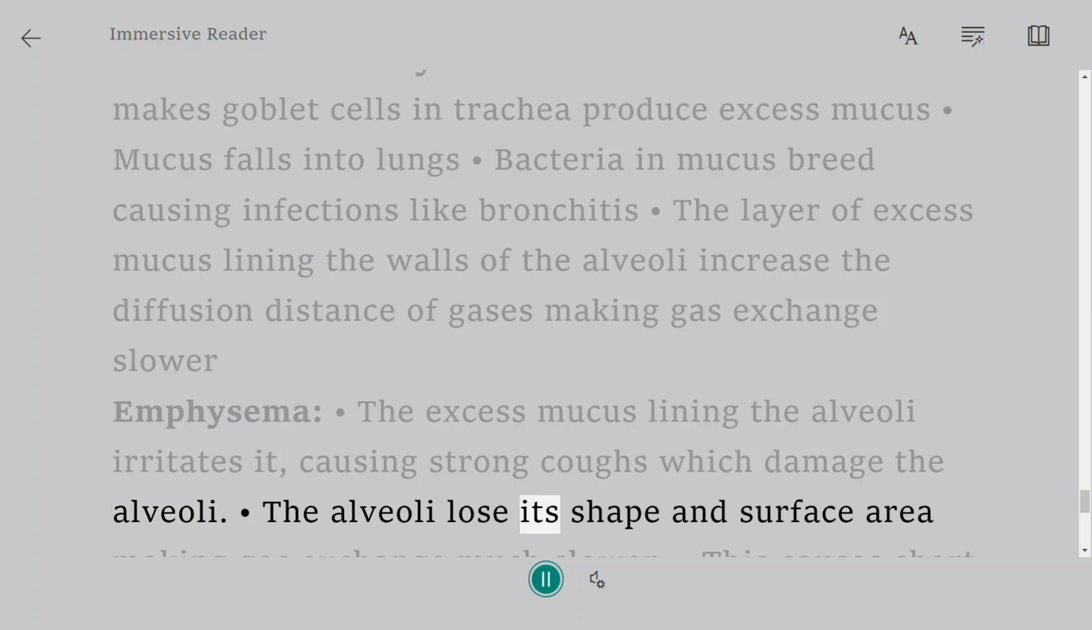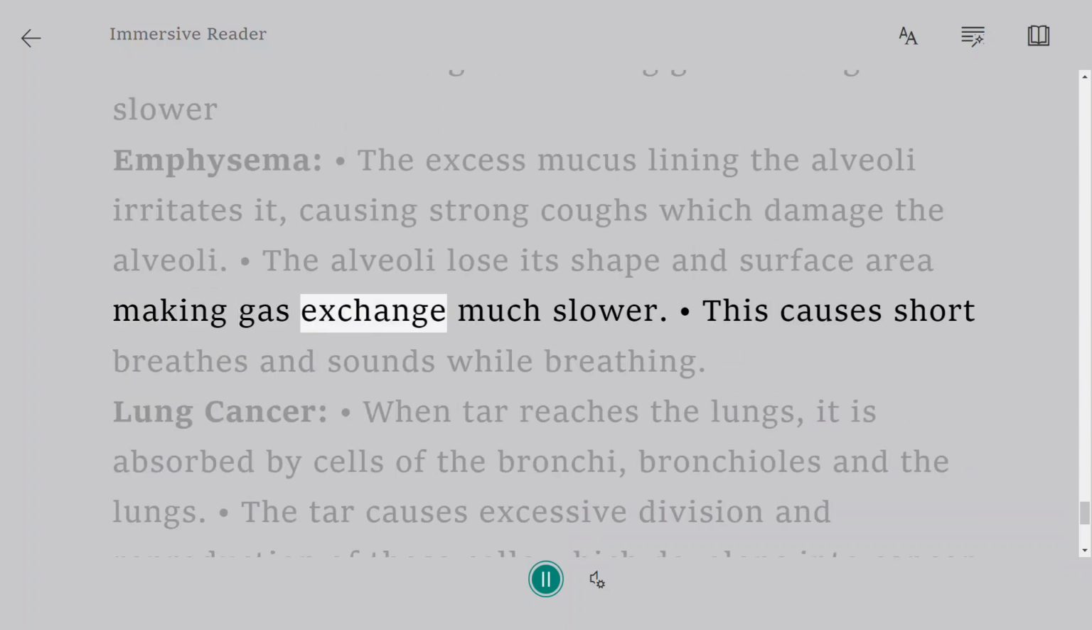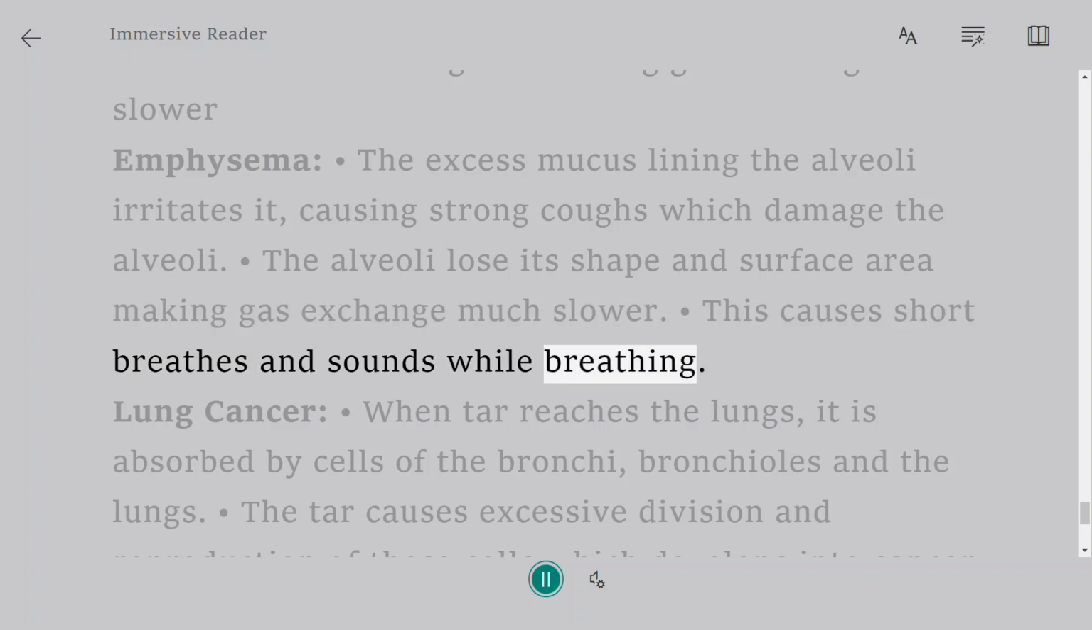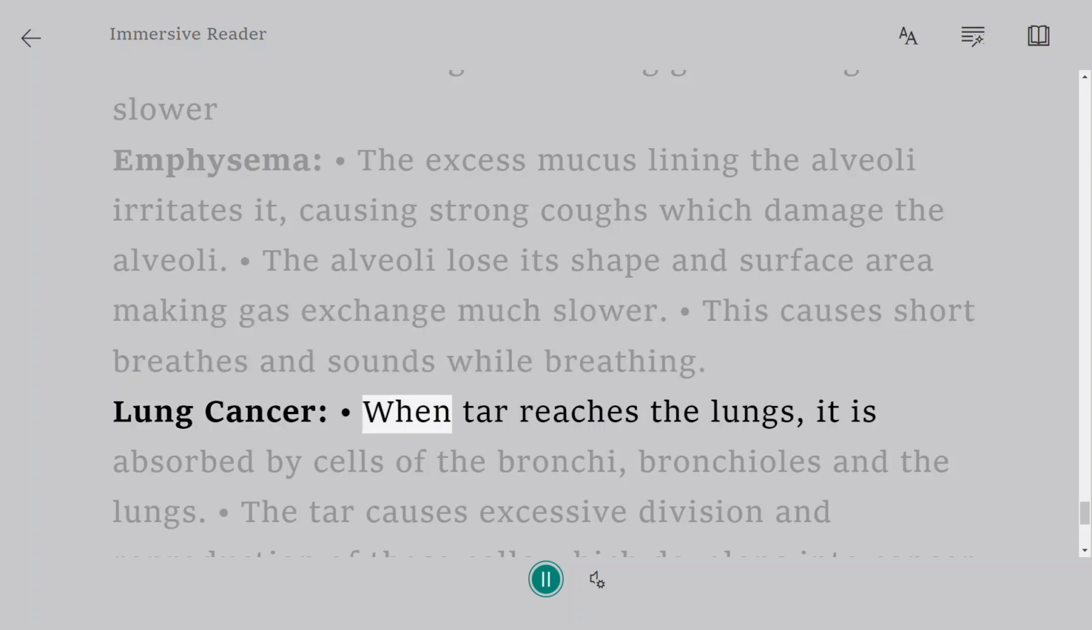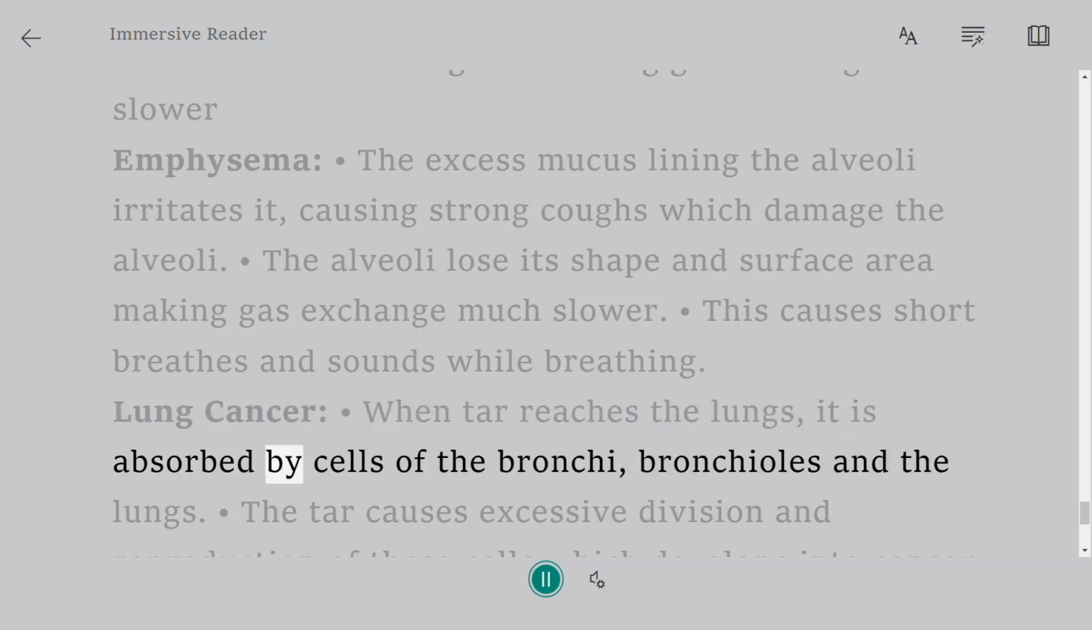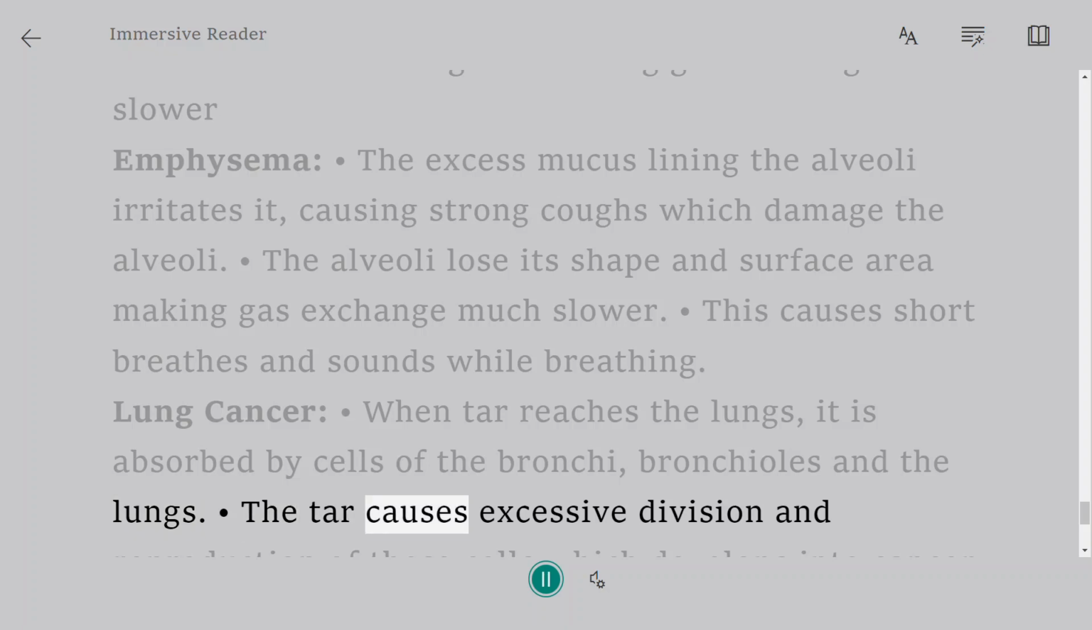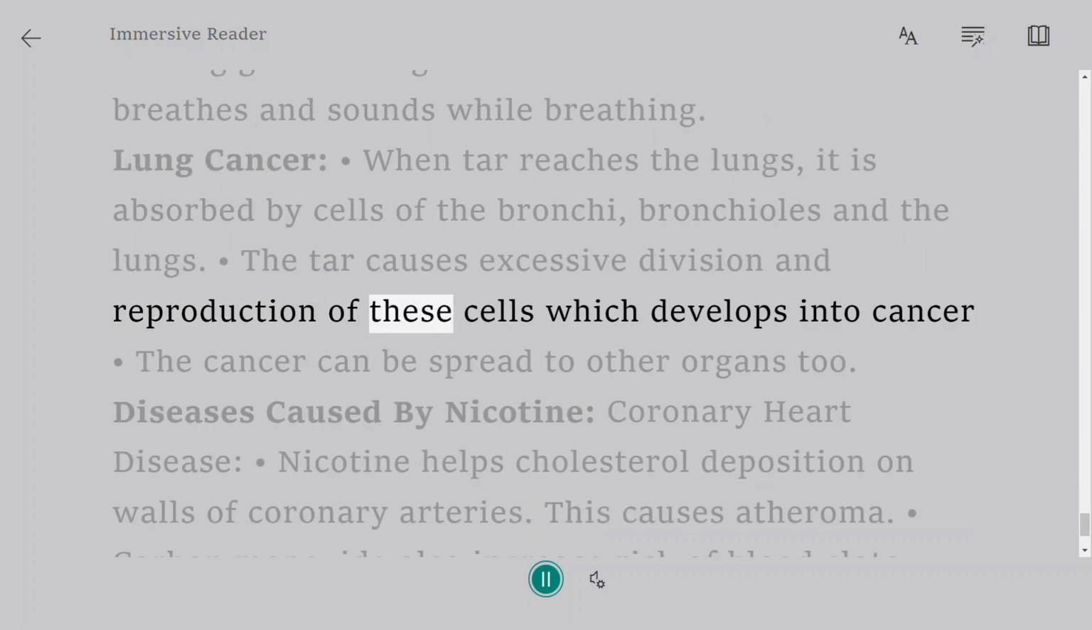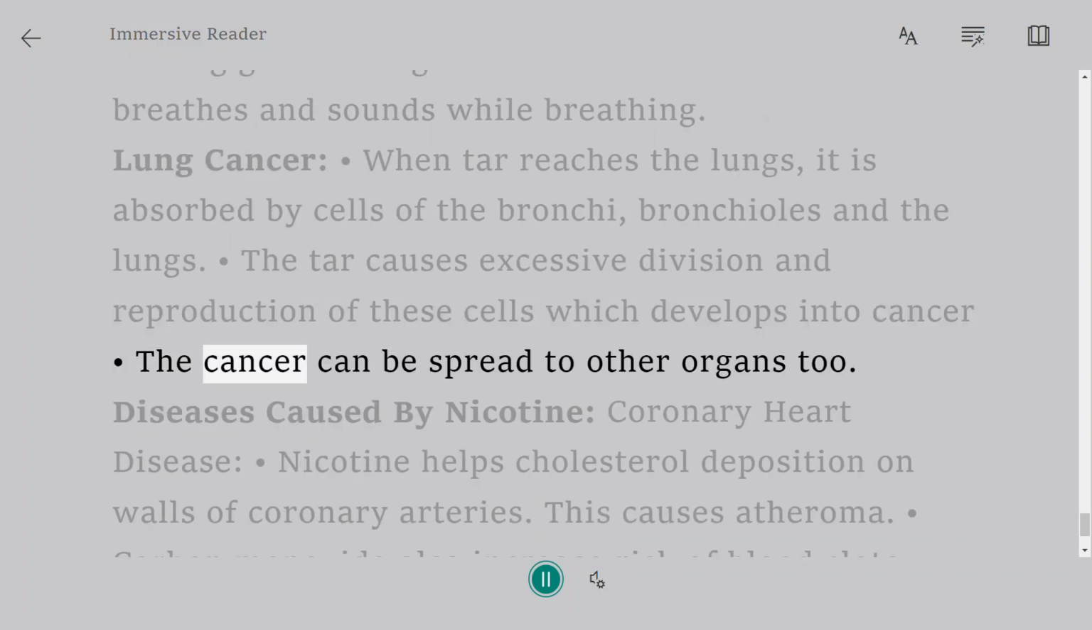The alveoli lose their shape and surface area, making gas exchange much slower. This causes short breaths and sounds while breathing. Lung cancer: when tar reaches the lungs, it is absorbed by cells of the bronchi, bronchioles, and the lungs. The tar causes excessive division and reproduction of these cells, which develops into cancer. The cancer can be spread to other organs too.